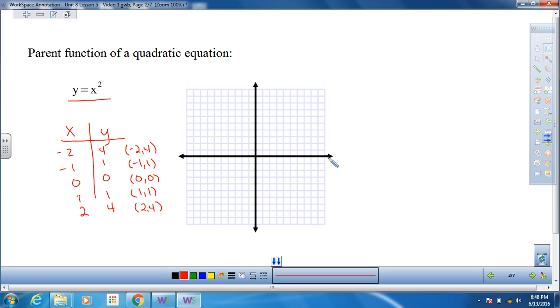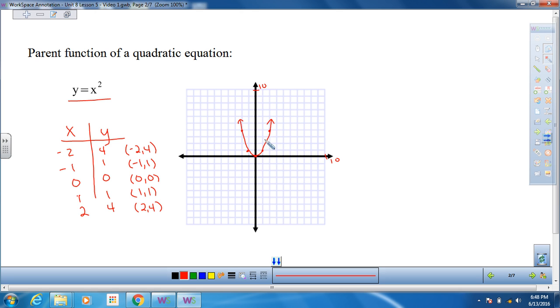So this graph here is just 10 by 10. Negative 2, 4. Negative 1, 1. 0, 0. 1, 1. 2, 4. Okay, so I get this U-shape. And that's what the parent function of a quadratic equation looks like.